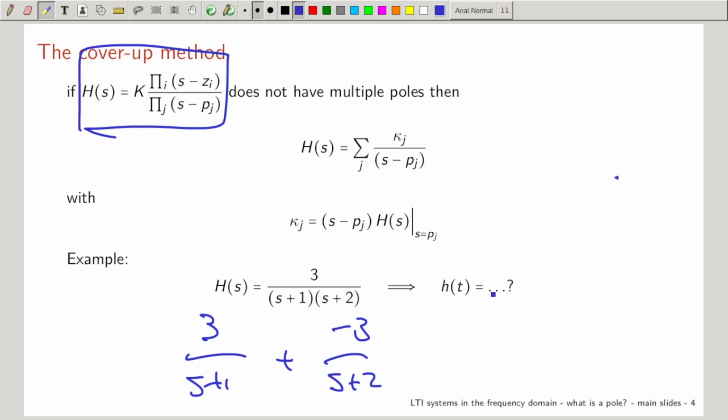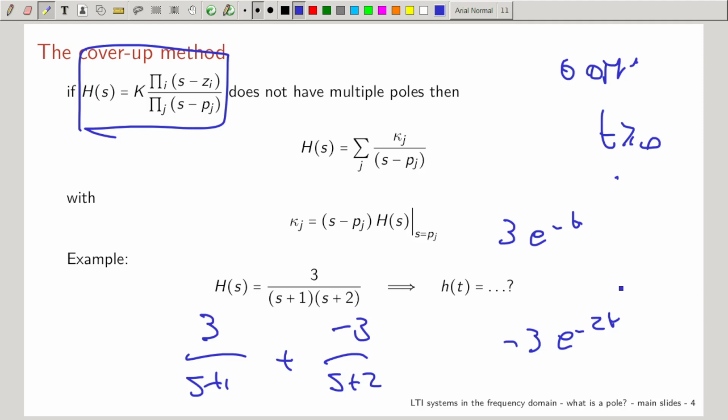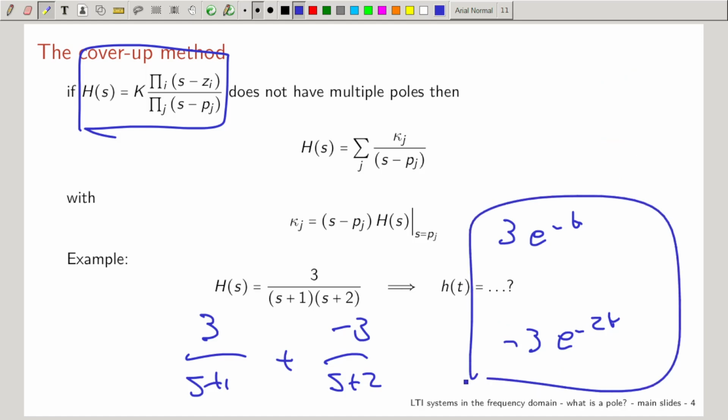That means that this one is going to be 3e to the minus t minus 3e to the minus 2t for t bigger than 0, 0 otherwise. Okay? How does it look like? Watch out. How does it look like? Plot it by yourself. Plot it by hand.